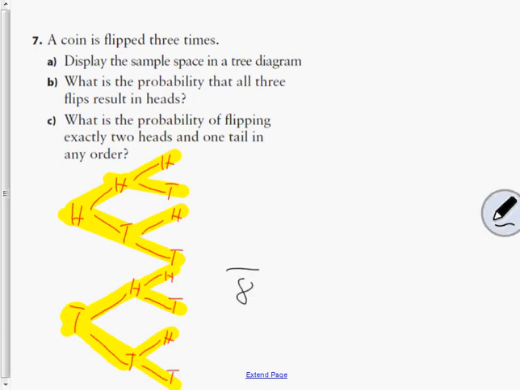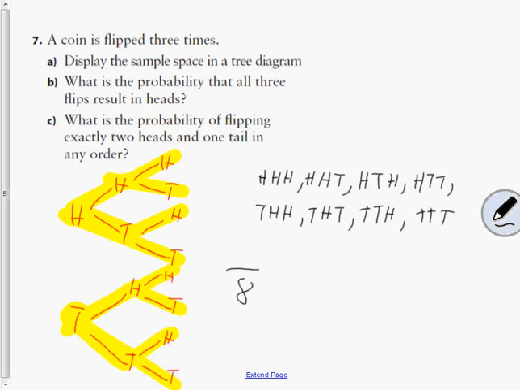And if I organize them, this is what my sample space would look like right here. These are all of the 8 possible combinations. It says, what's the probability that all 3 flips will result in heads? That would be 1 chance out of 8 for the probability of heads, heads, heads.